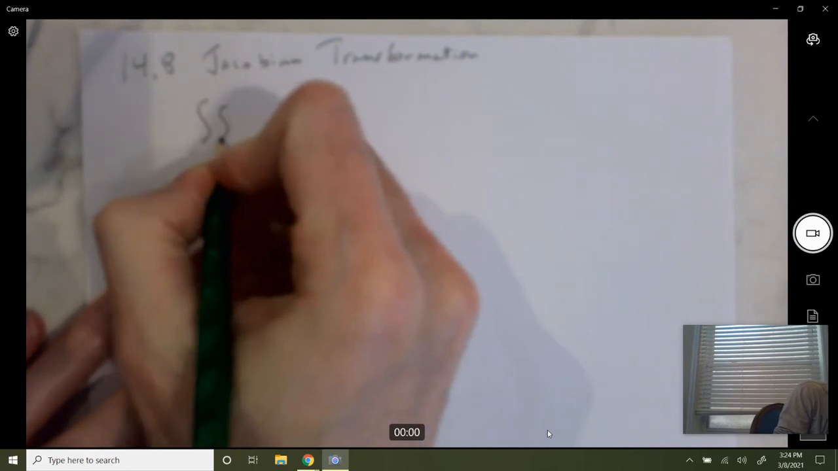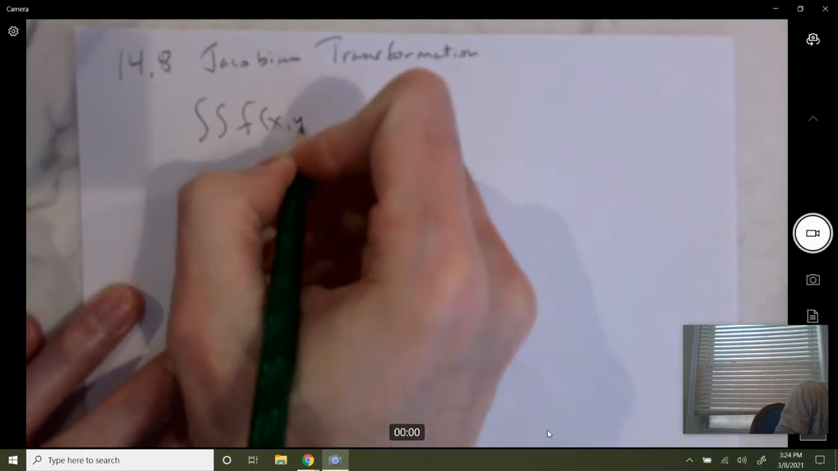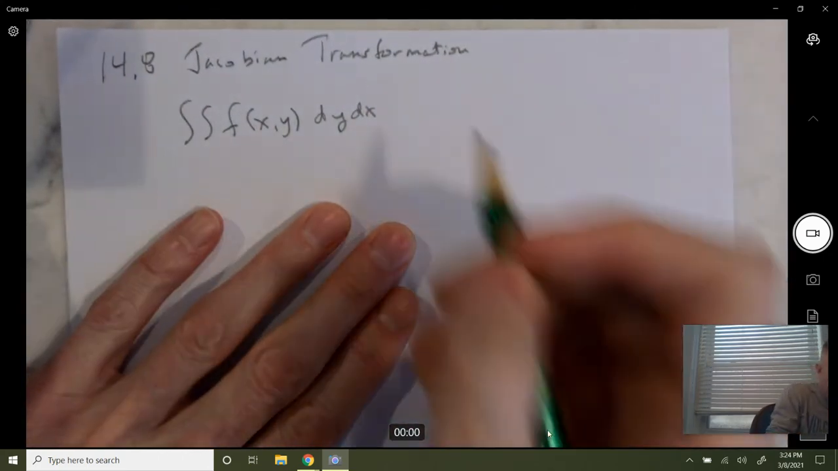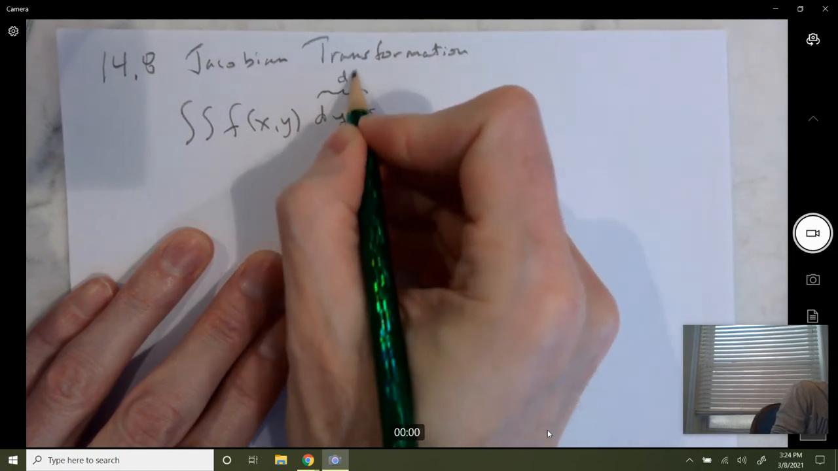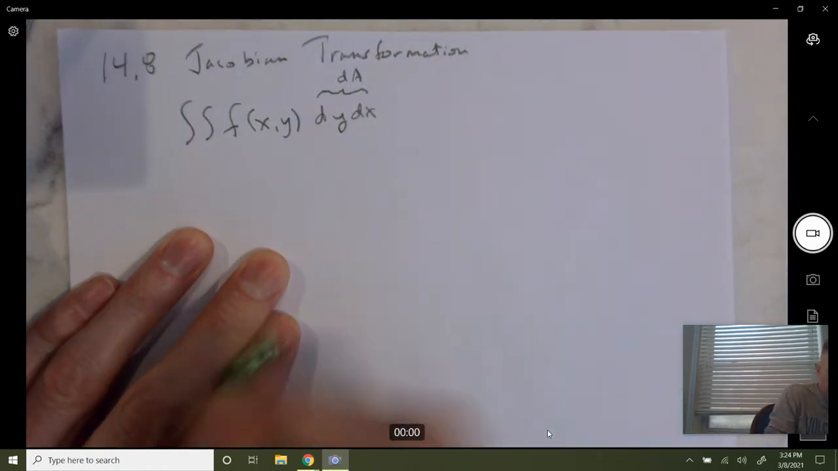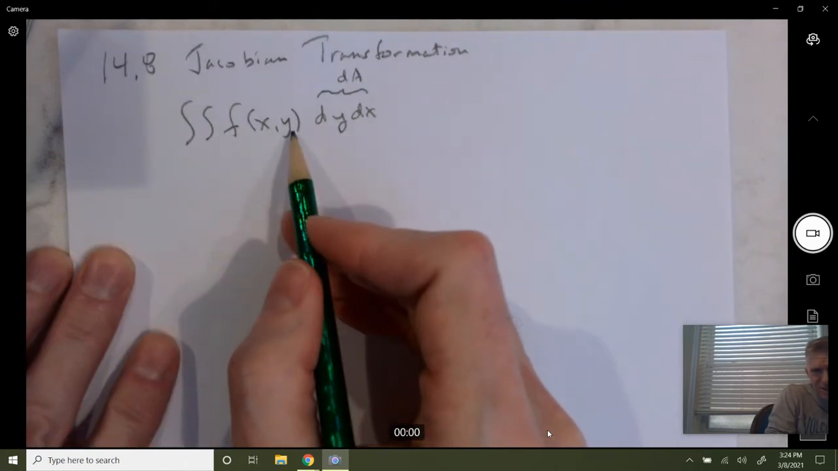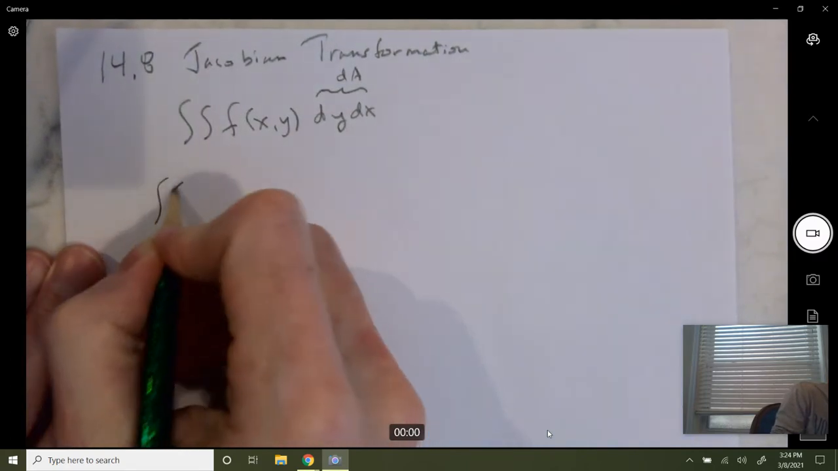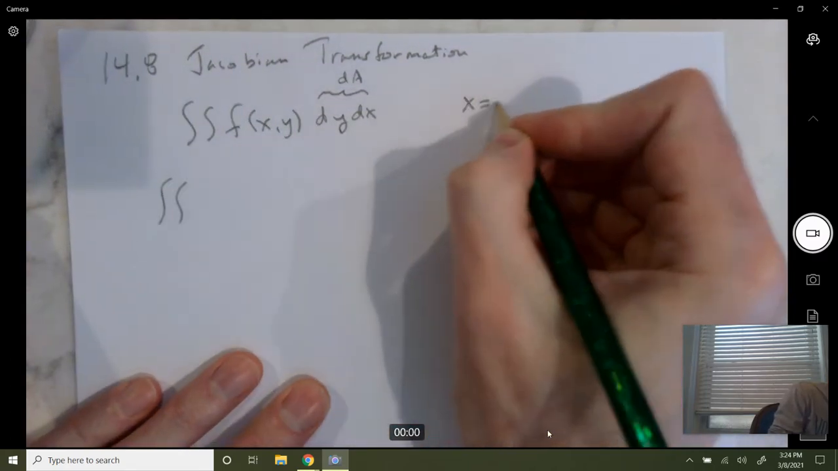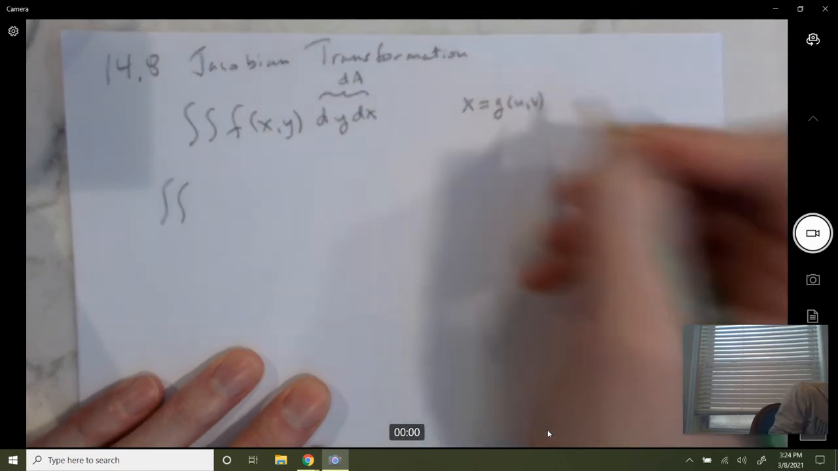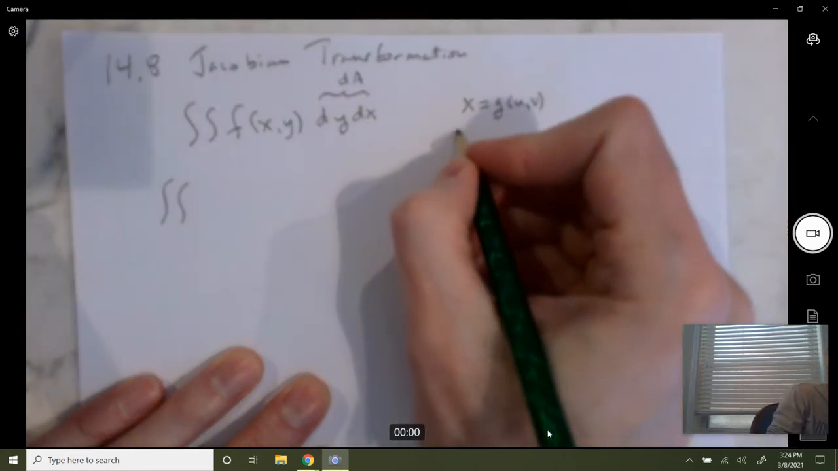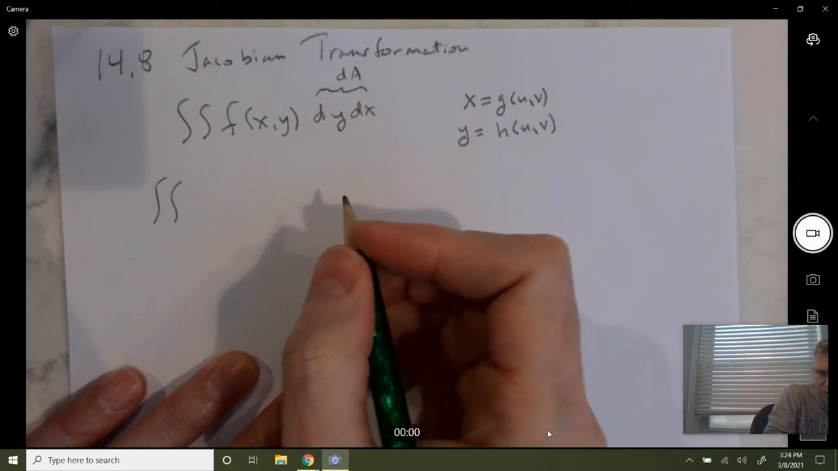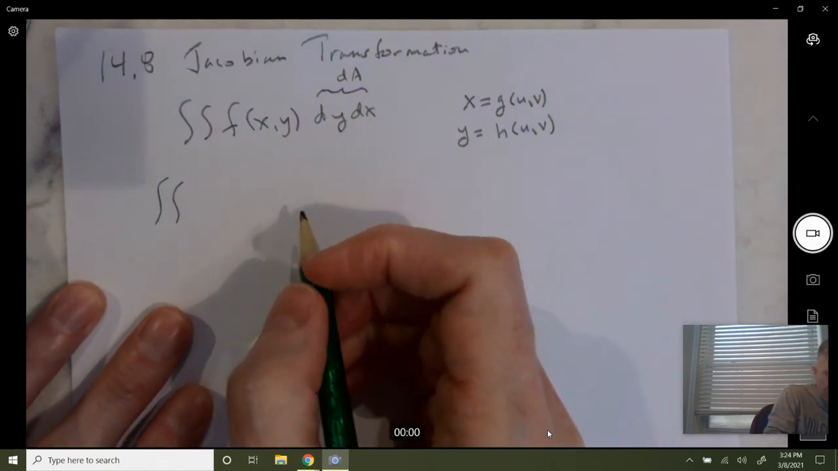Okay, so if we have a double integral of, let's say, f of x y dy dx, this thing is your dA. But sometimes dx dy or dy dx is not going to be real conducive and real easy to integrate. So we can transform this and say x is some function g of u and v, or like in polar coordinates, a function of r and theta. y is some function h of u and v. We'll use u and v just to be generic. It could be any kind of transformation.